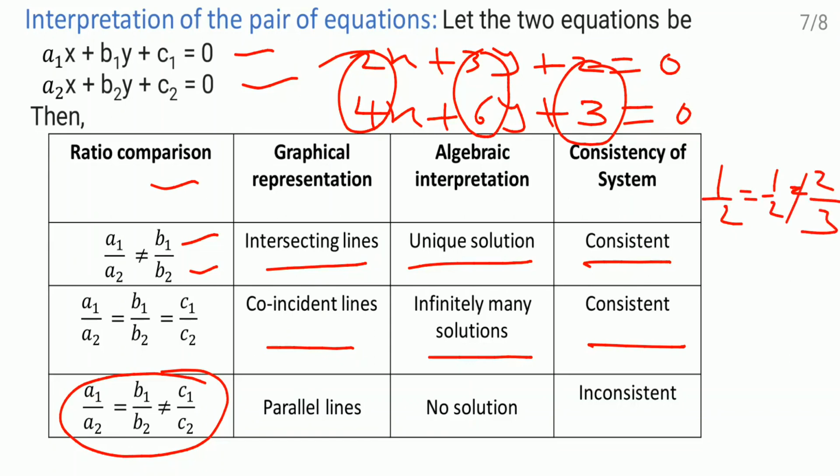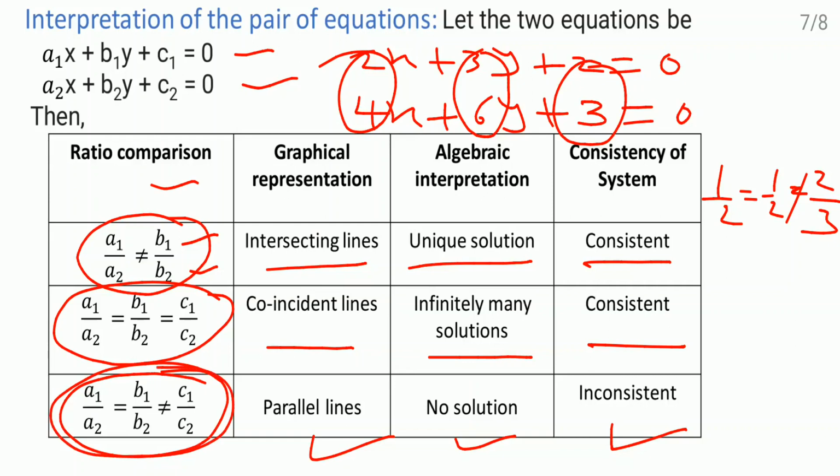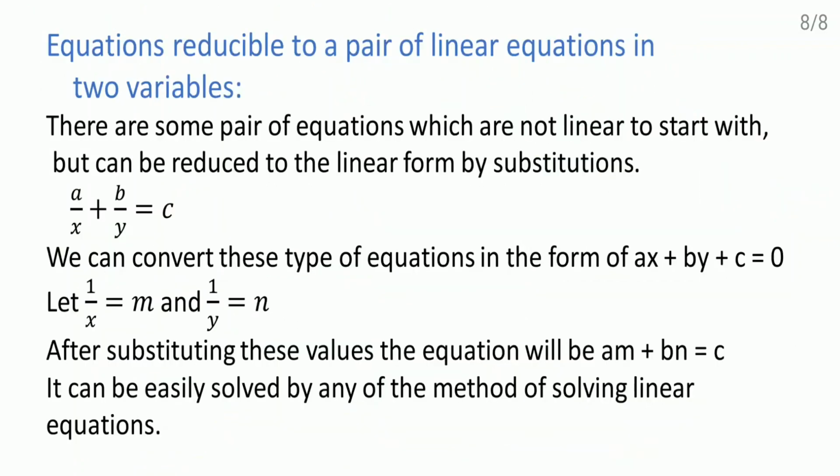The third one is not equal. That means the lines are parallel lines. As parallel lines, no common point, that means no solution. That means the lines are inconsistent lines. So looking at just the coefficients and their ratios, immediately we can make out which type of lines these are, how many solutions they have, and whether the lines are consistent or not. For that you need to remember this condition, and this condition. Okay, come to the next one.